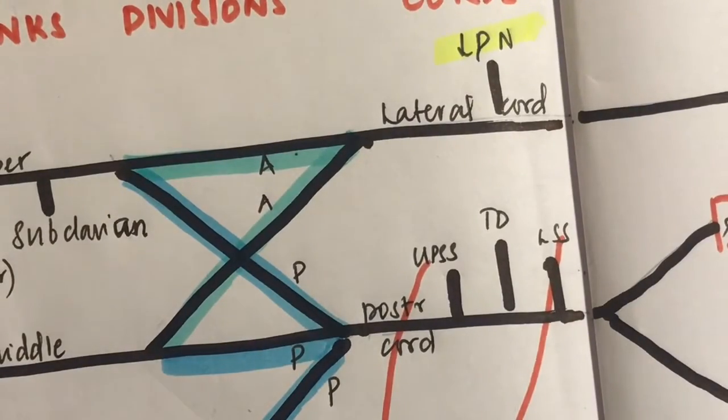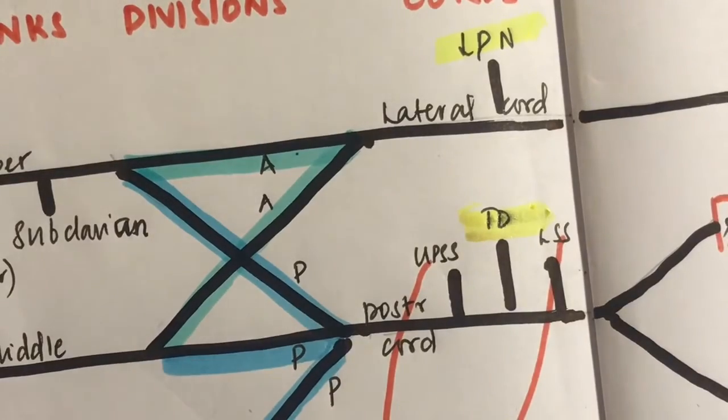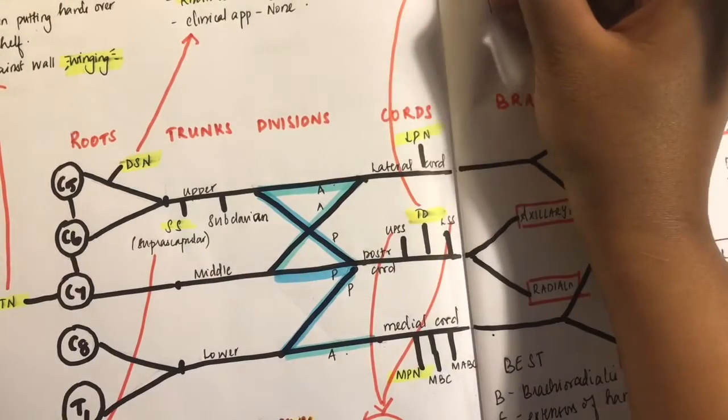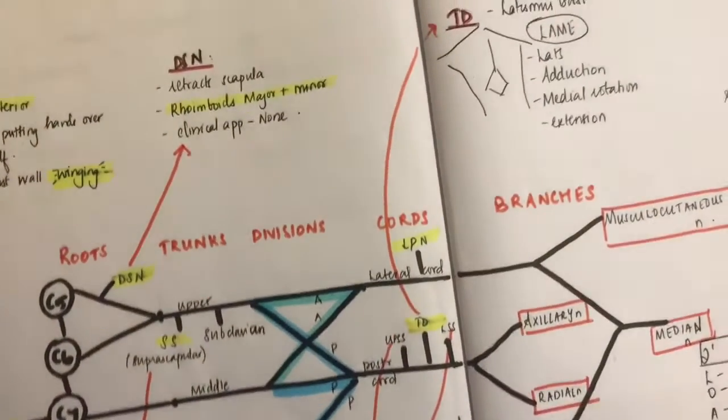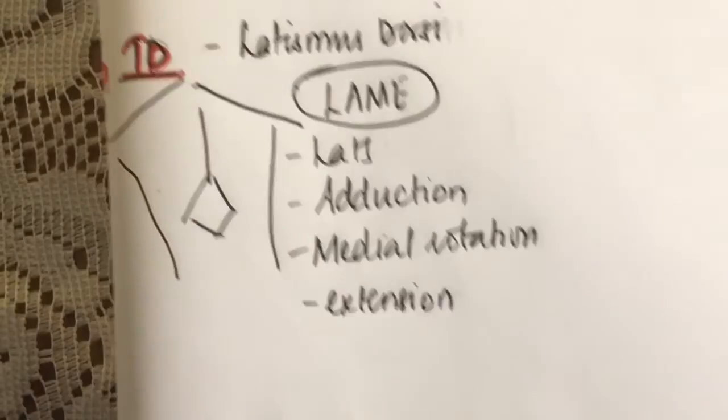Now coming to another major nerve, which is the thoracodorsal nerve. It is high yield, just like the long thoracic nerve. It's questioned a lot. The thoracodorsal nerve supplies one major muscle, which is called the latissimus dorsi.